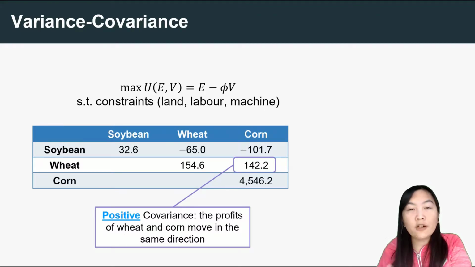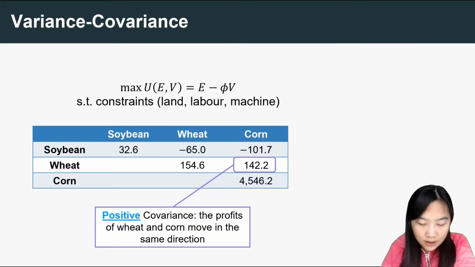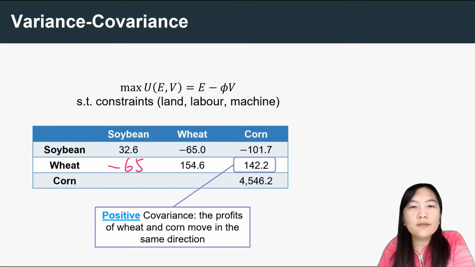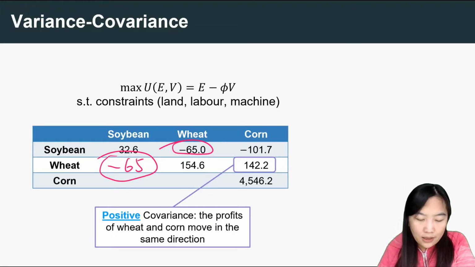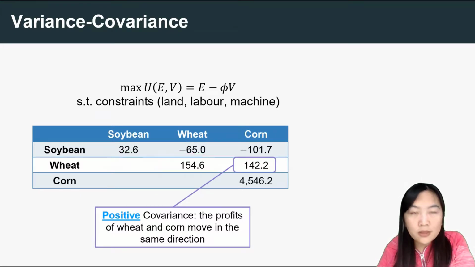And I forgot to mention here, in this table, you only see half of the table and the other half is blank. That is because it's symmetric. So here it will be negative 65. The covariance between soybean and wheat is the same as the covariance between wheat and soybean. So it will be exactly the same. That's why I'm only showing you half of this table.